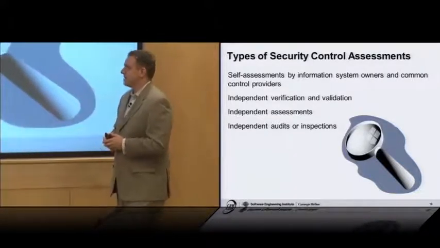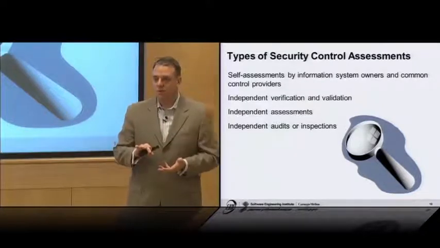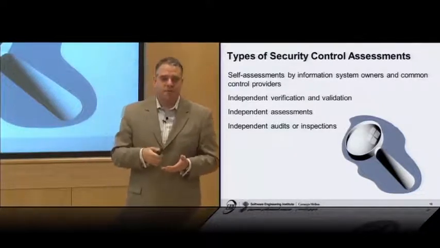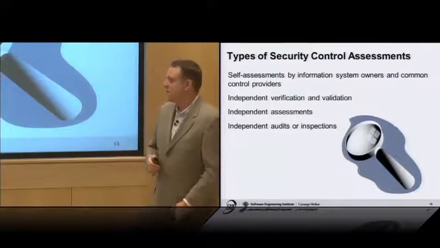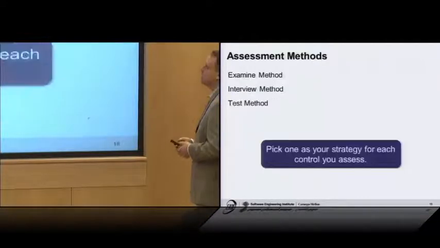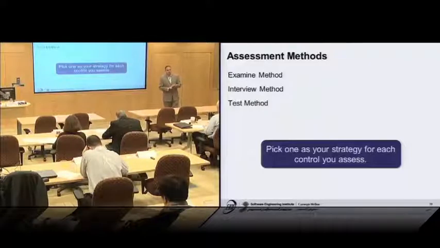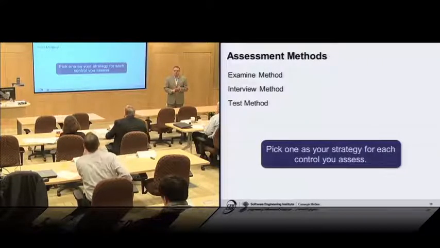So independent assessments, completely outside looks at your security controls, may be a useful thing to do if you're looking for additional confidence that your security controls are working. There are 3 different methods that are prescribed in 53A for conducting security assessments. They are examine, interview, and test. You can pick one, all, or 2 or more.